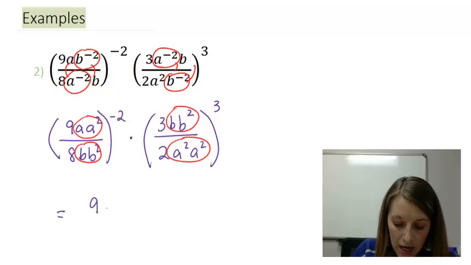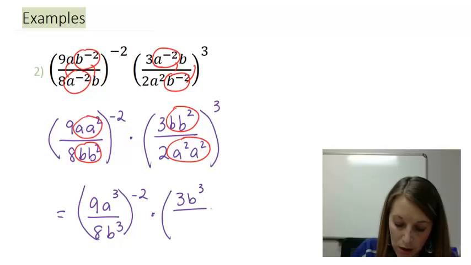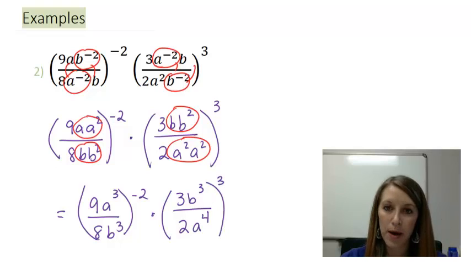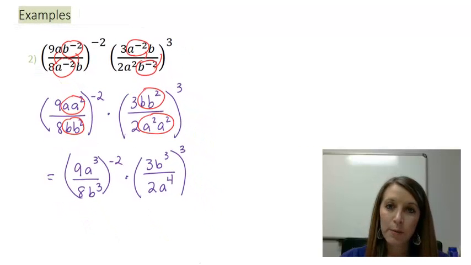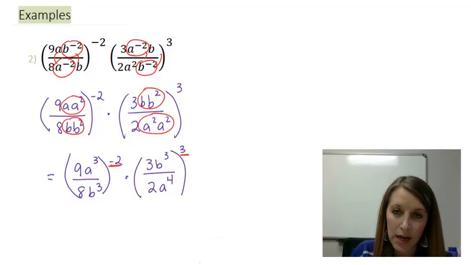So I have 9a cubed over 8b cubed to the negative second power times 3b cubed over 2a to the fourth, and that is all to the third power. Now I've simplified everything on the inside completely, so now let me look at my exponents on the outside.